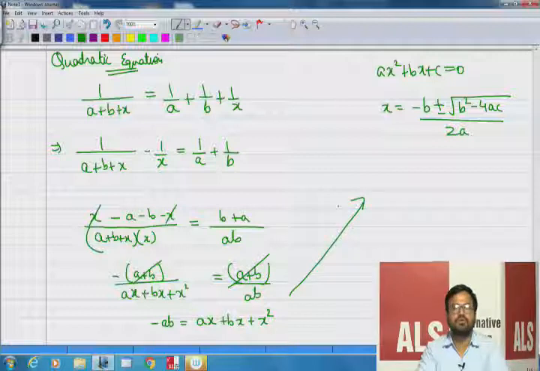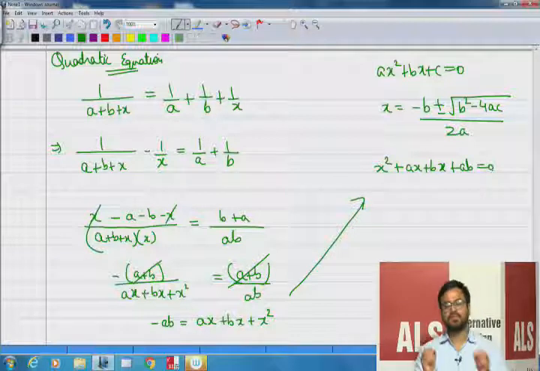After this, what you can do is take the minus ab to the right hand side, so it will be x square plus ax plus bx plus ab is equal to 0. Now if you observe closely, this is already in the middle term splitting form.